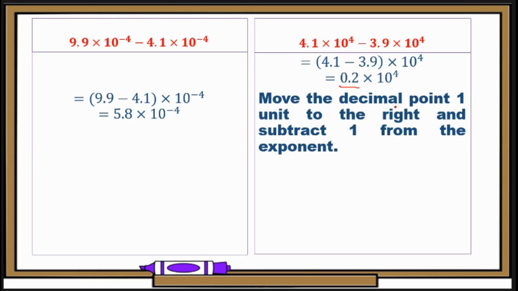So move the decimal point 1 unit to the right and subtract 1 from the exponent. So from our value here, 0.2 times 10 raised to the power of 4, we have to move 1 unit to the right. This is the new decimal point. And then subtract 1 from the exponent, which will give us 2 times 10 raised to the power of 3. Okay? I hope that was clear because we are going to move forward to the more complicated one.